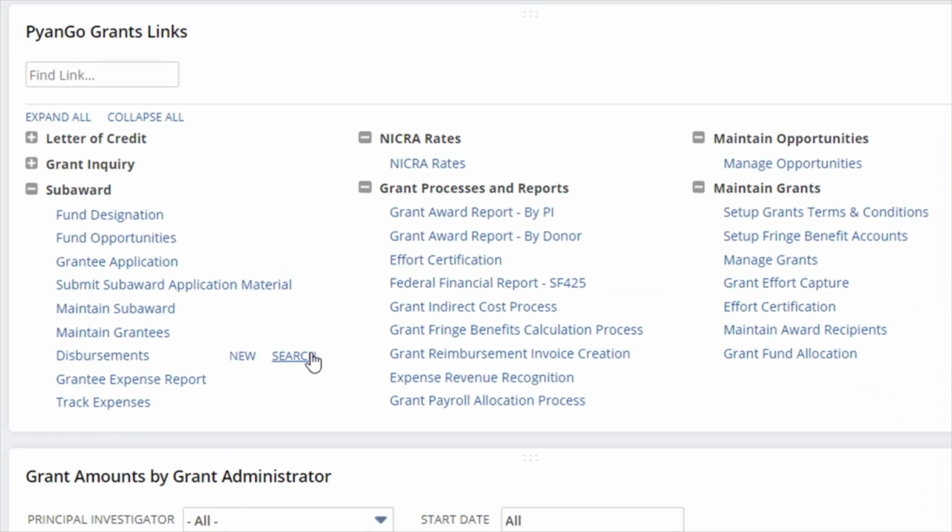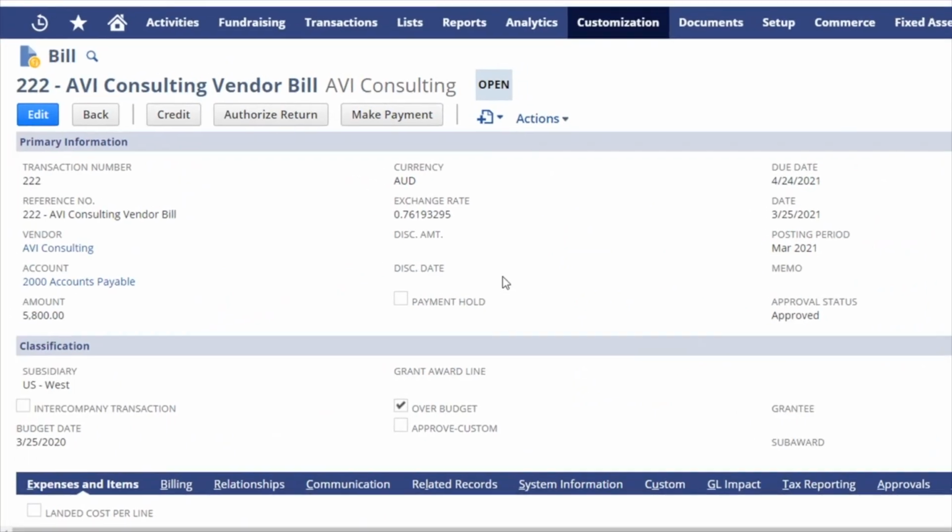PyanGo provides two options for calculating indirect costs, a real-time and a batch process. The choice depends on how your organization wants to recognize expenses and charge back for cost reimbursable grants. Let's take a look at a sample NetSuite vendor bill.